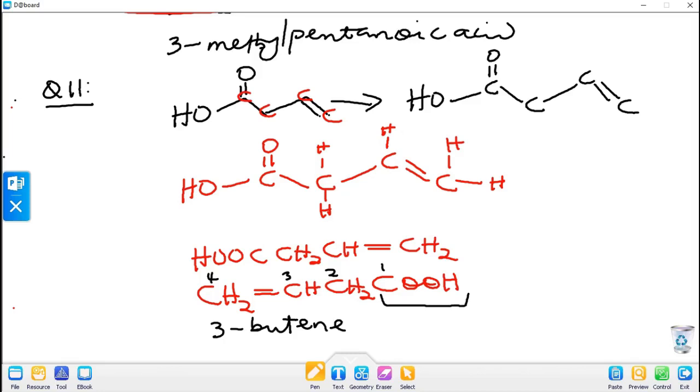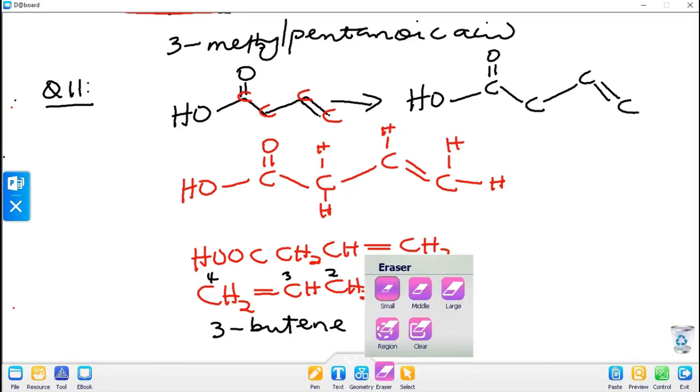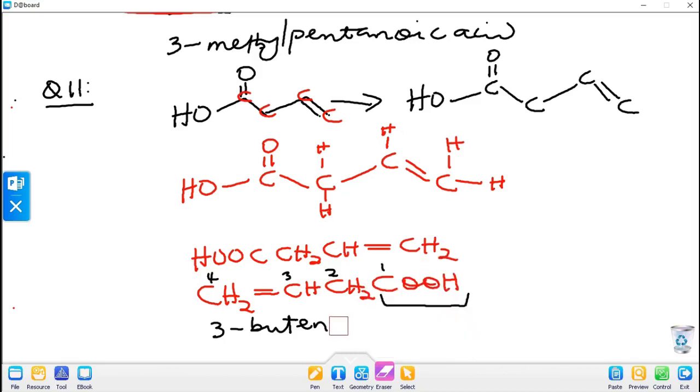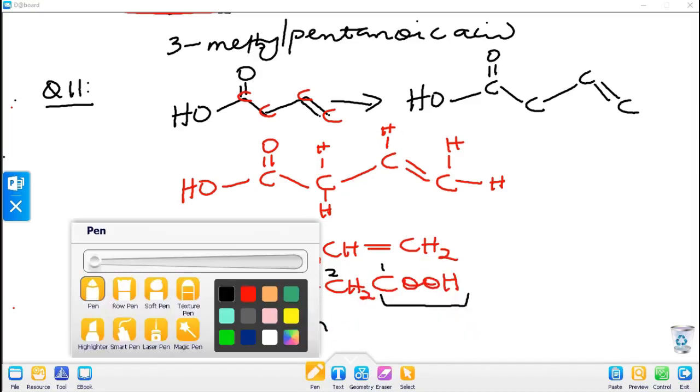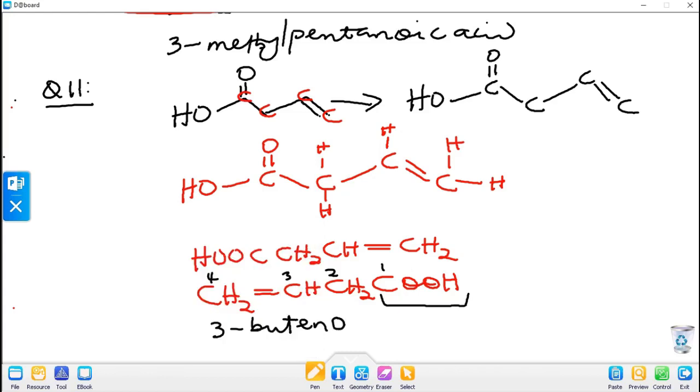So automatically, since this is an alkanoic acid, like we said before, the E will be replaced with oic acid. So we only have to say oic acid. So the name of that compound is 3-butenoic acid. So you just have to combine it and say it is 3-butenoic acid. So that butene tells us that there is the presence of a double bond there.